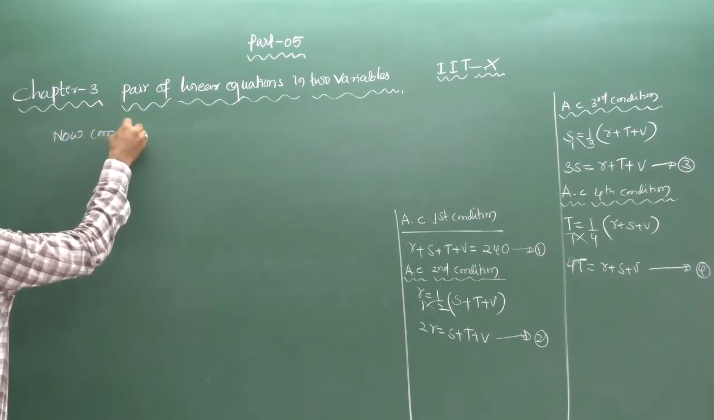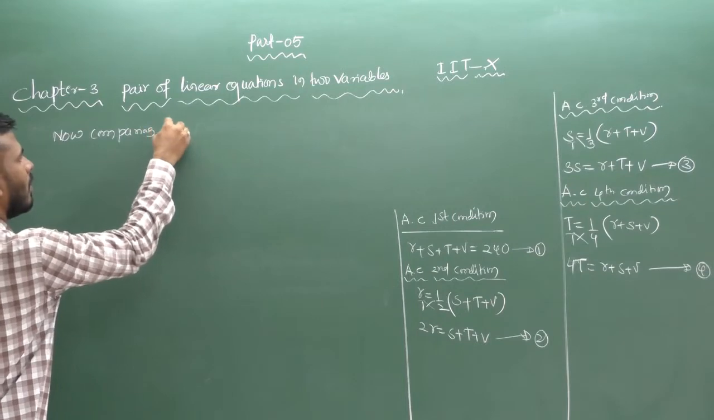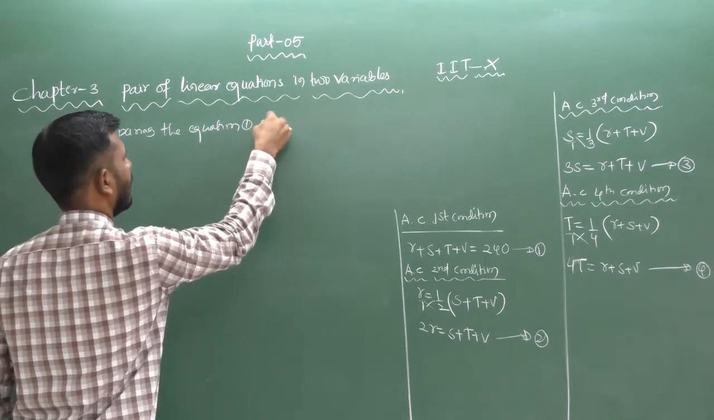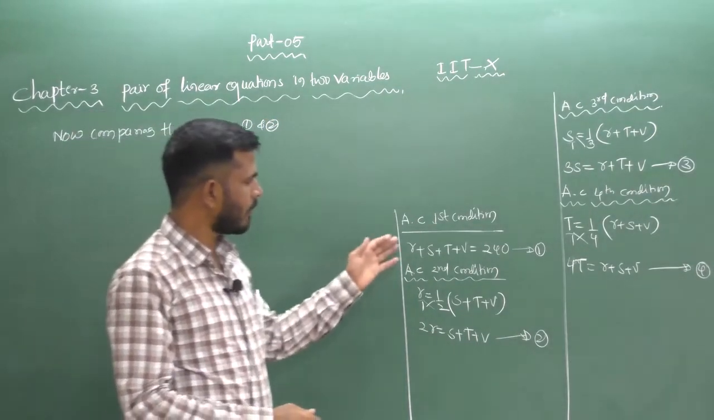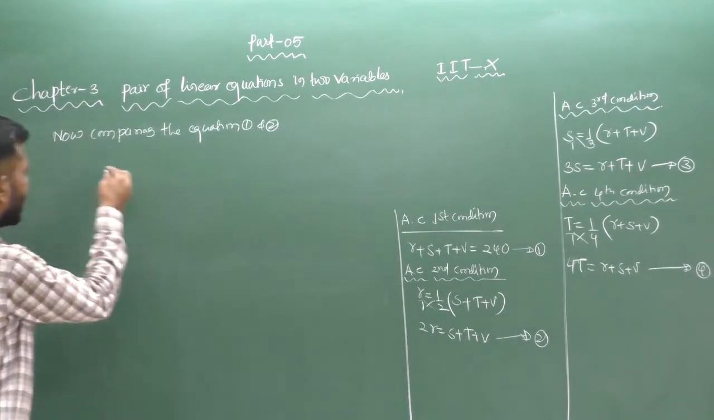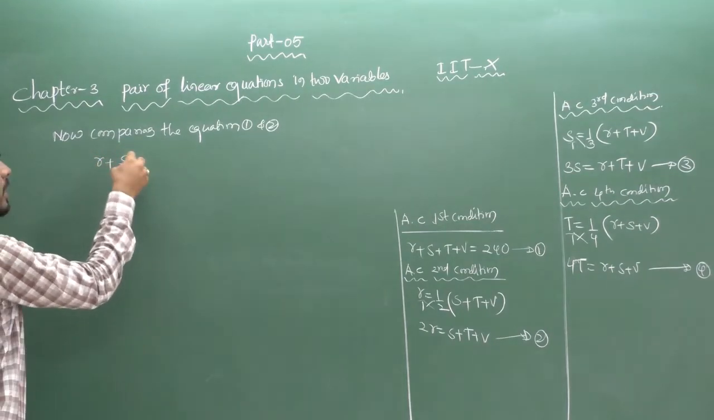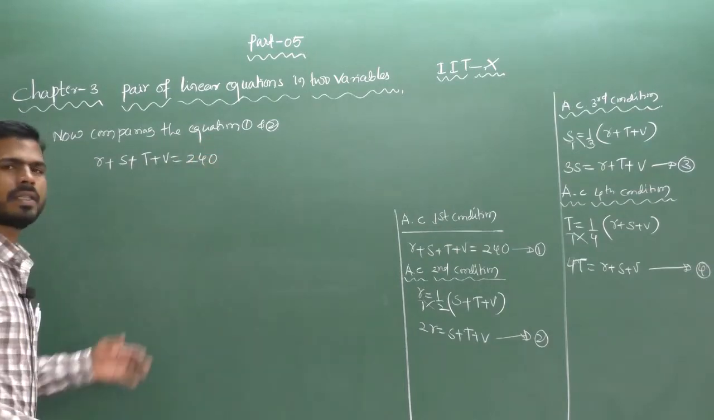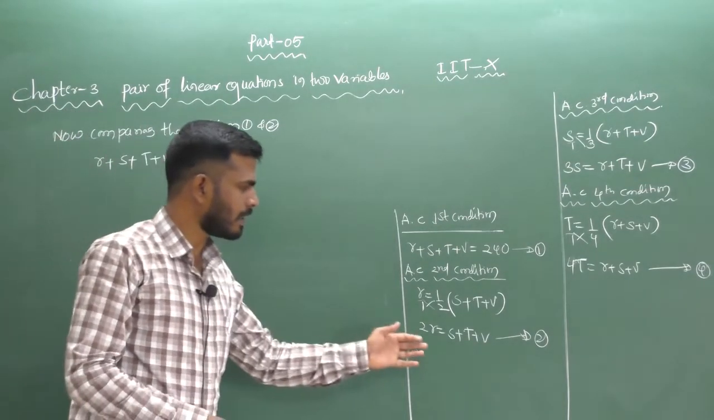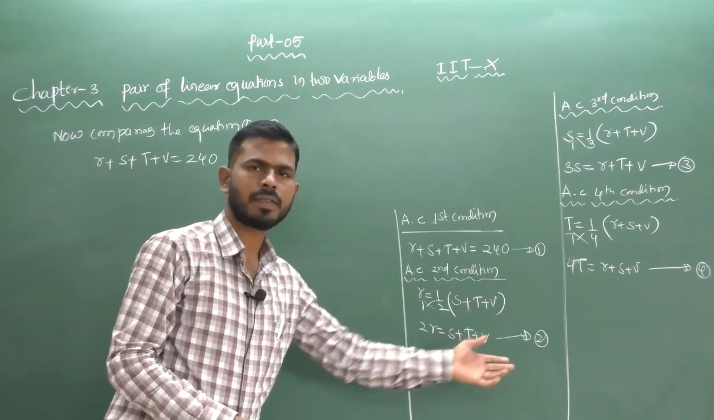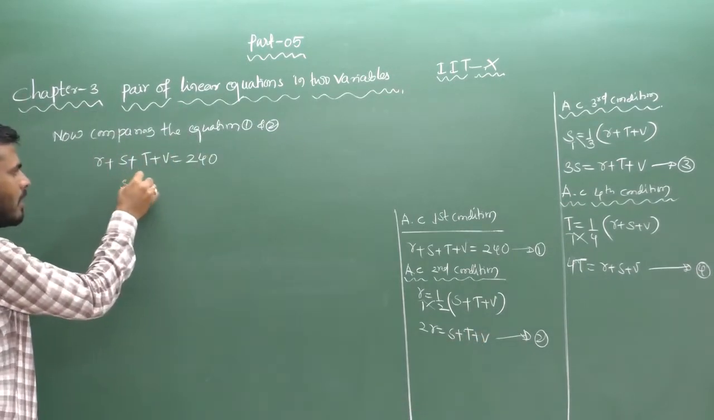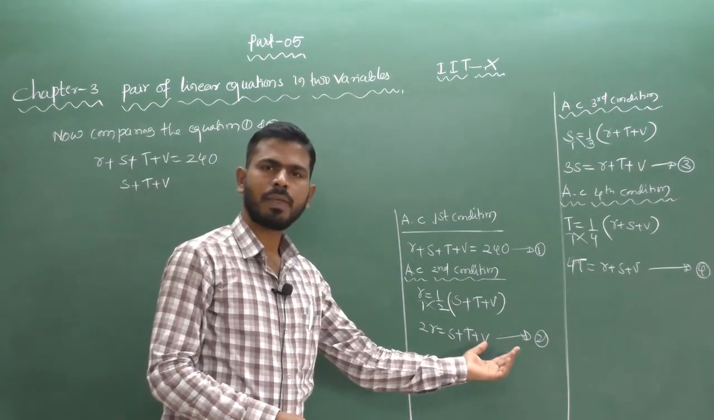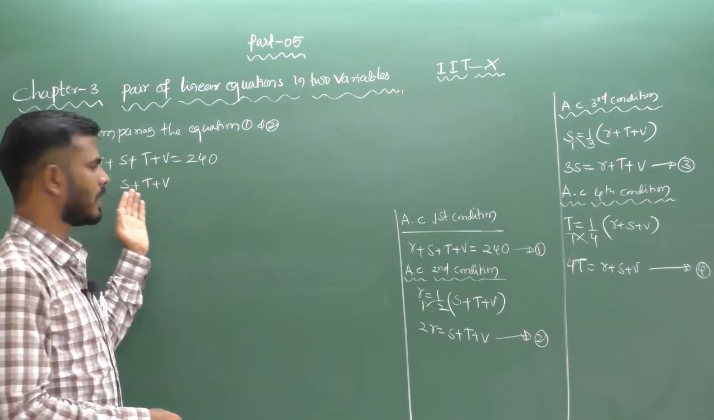Now comparing the equation 1 and 2, you will get the first condition r plus s plus t plus v equal to 240. This is the first condition. Second condition is s plus t plus v. Same s plus t plus v as it is I wrote here.